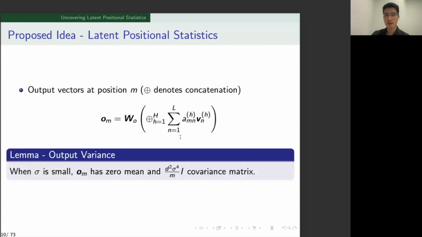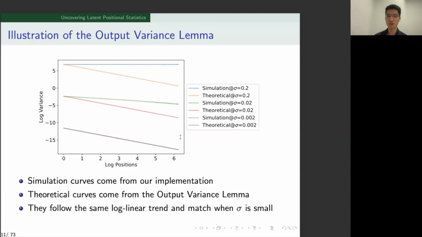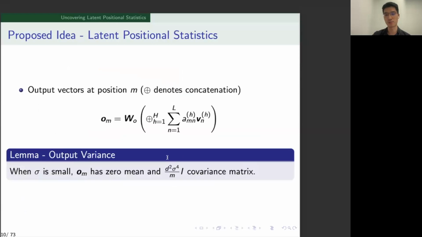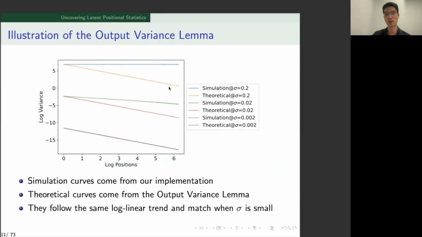So, we still need to verify whether this variance decay lemma is correct in the real world. I implemented a multi-head attention transformer language model with causal mask, and I call this model the simulation. For the simulation curve, I get the hidden vectors after each layer, compute the variance of that vector, and plot it here. This is when sigma equals 0.2. For the theoretical curve, I just compute this variance term and plot it on the figure.